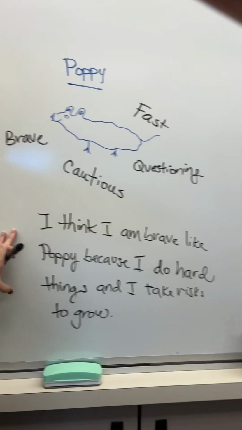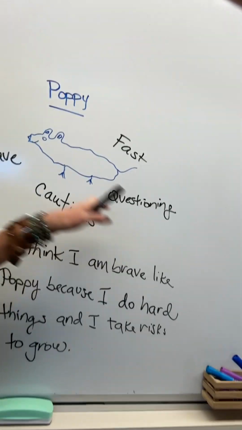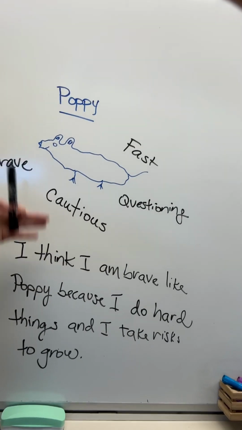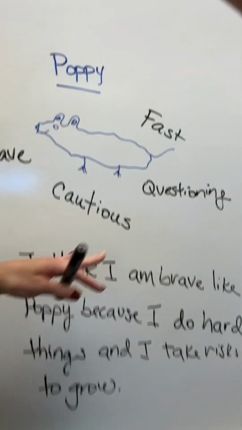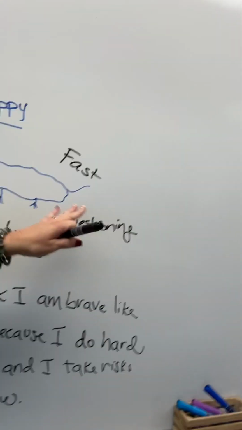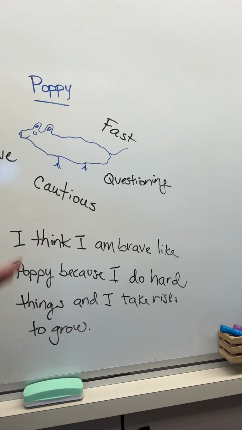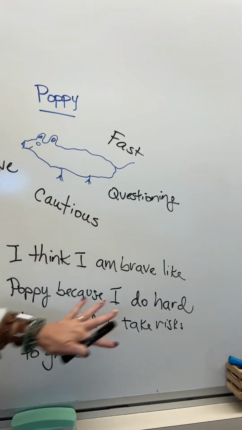And then write yourself a personal piece of how you relate to Poppy. How do you relate to her? I said, I think I'm brave like Poppy. Maybe you should say, I'm cautious like Poppy. I'm questioning like her. I'm fast like her. Figure out how you have a connection to some of the characteristics.